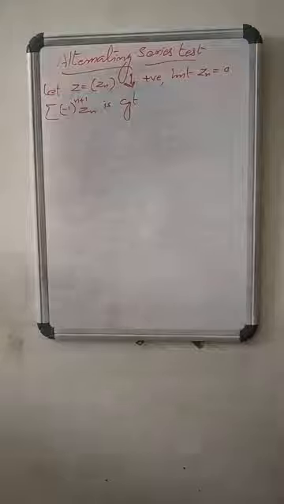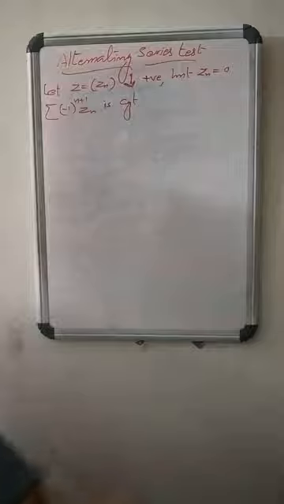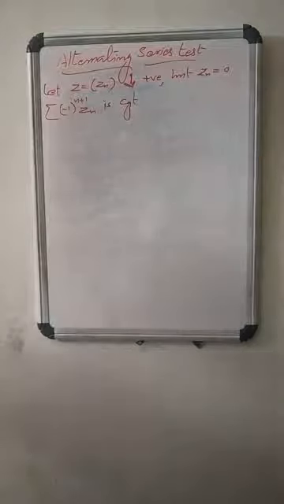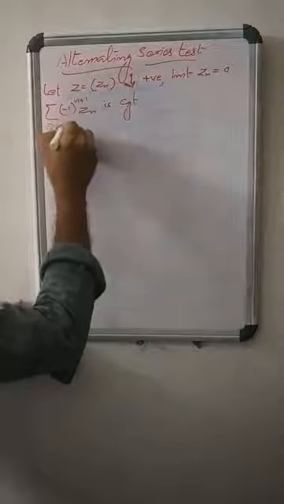This is important. Let z = (zn) be a decreasing sequence of positive real numbers. That's the crucial point. With limit zn equals 0, then the alternating series sigma (-1)^(n+1) zn converges. How to prove this one? So the proof is in this way.